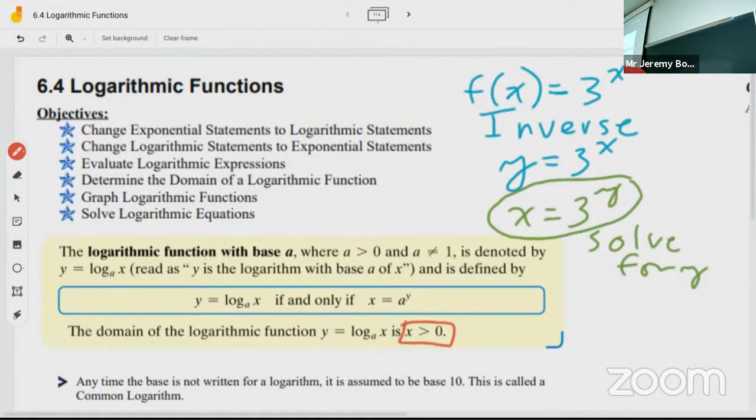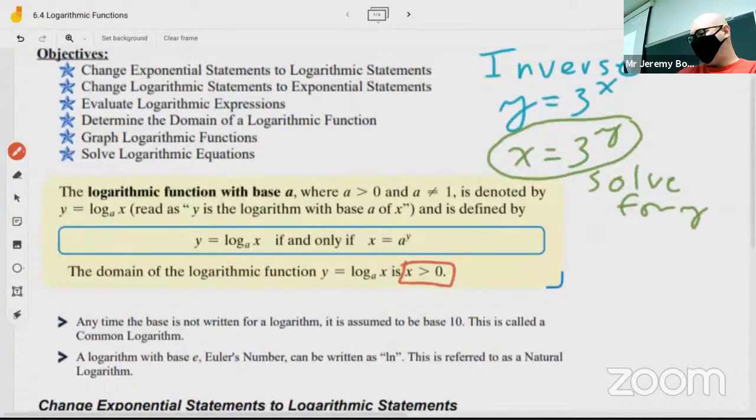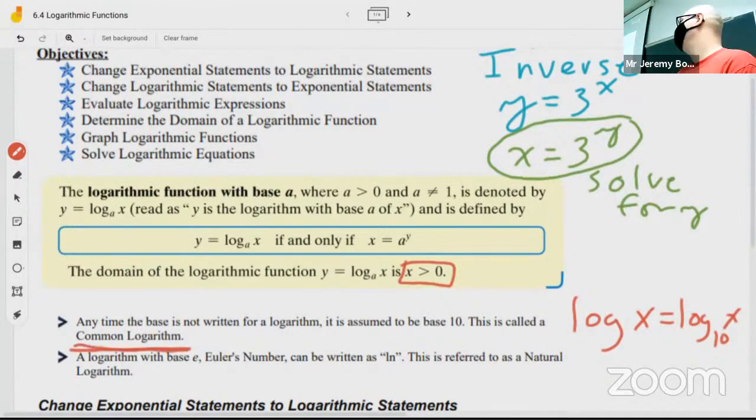When people were working with these logarithms, they got tired of writing a little base all the time. And since we use a base 10 number system, they said anytime you see log without a base, we'll assume it's 10. So if you have just log of x, that's the same thing as log base 10 of x. And that's called the common logarithm. So if there's no base on your logarithm, it's assumed to be 10.